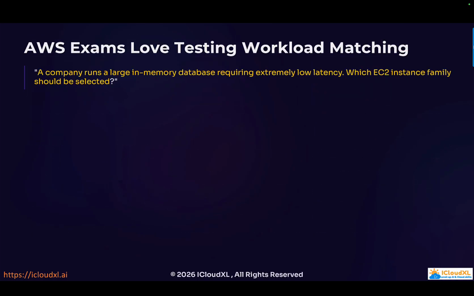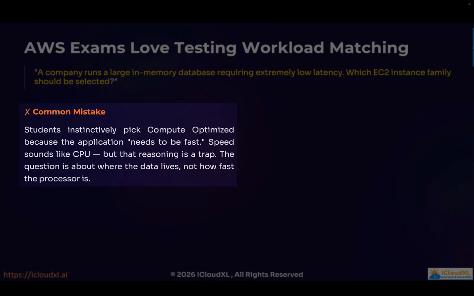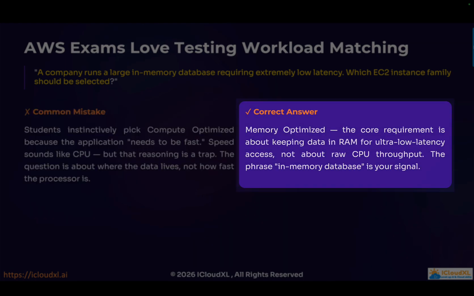AWS exams love to test these instance families. Example: a company runs a large in-memory database requiring extremely low latency. Which EC2 instance family should be selected? Most students select compute because they think speed is synonymous with compute. But the right answer is RAM optimized instances, or memory optimized instances, because the core requirement is about keeping data in RAM for low latency access, not about raw CPU throughput.